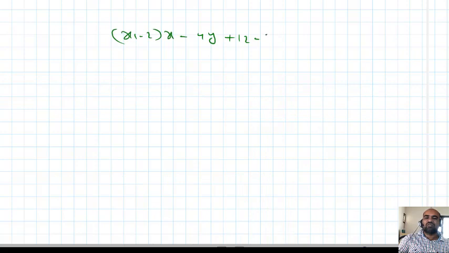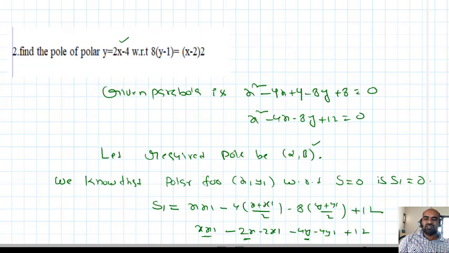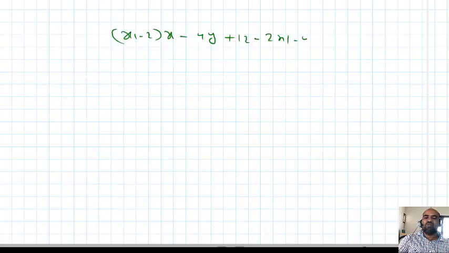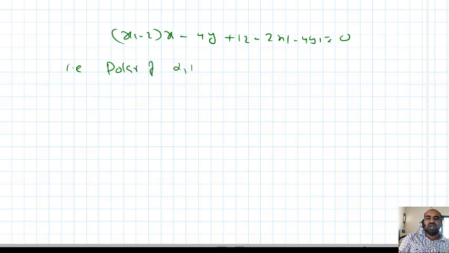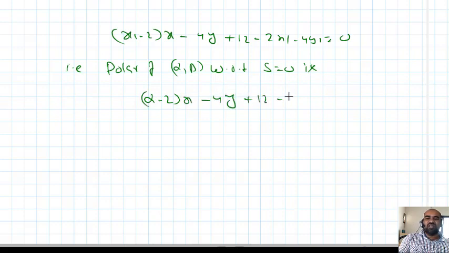2x1 and what is that, 4y1 equal 0. That is the polar of alpha comma beta with respect to S equal 0, which is just alpha minus 2 into x minus 4y plus 12 minus 2 alpha minus 4 beta equal to 0. This is 2.